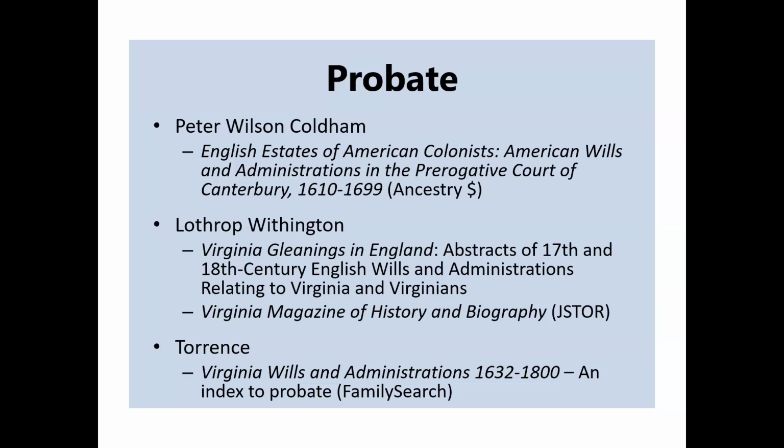It is available in the Virginia Magazine of History and Biography. That I definitely know is on JSTOR. And then Torrance's, which was just referenced for the John Rolfe, is Virginia Wills and Administrations, 1632 to 1800. It is also an index to probate. You can get that one on FamilySearch.